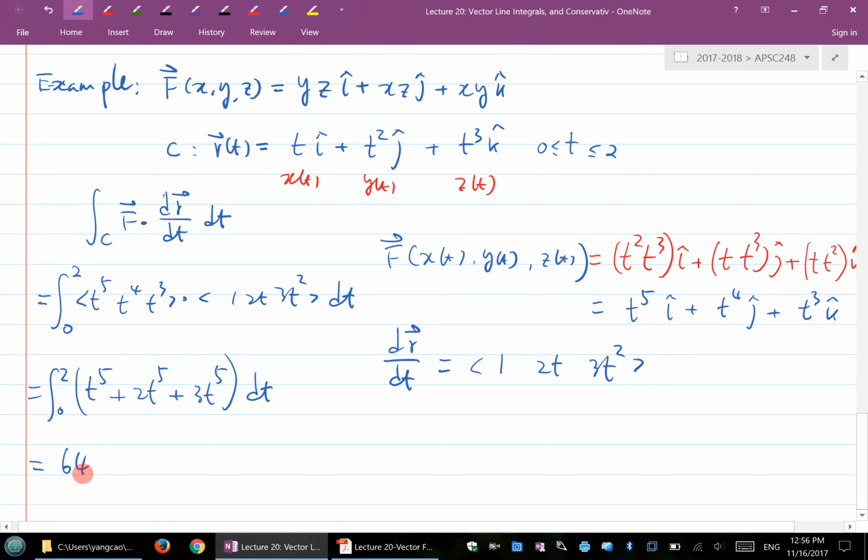Any questions? As you can see, for this kind of question, it's very similar to the scalar line integral, except we're dealing with a vector dot product here. But the concept of substitution for x of t, y of t, z of t is a similar type of concept.